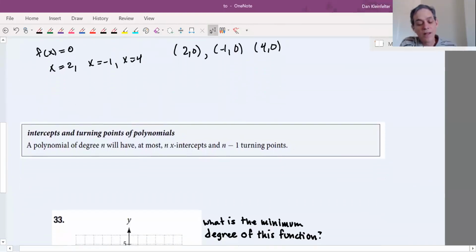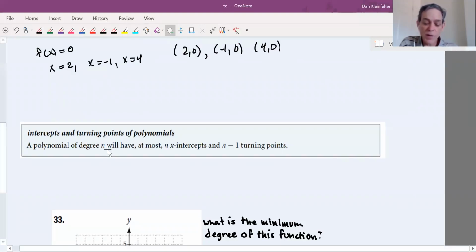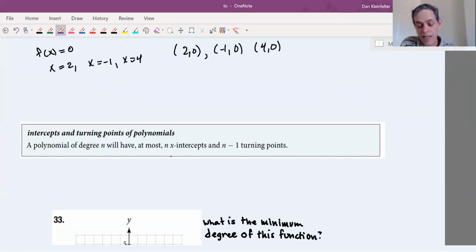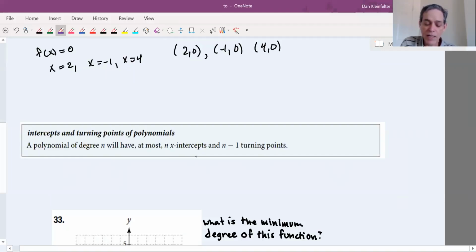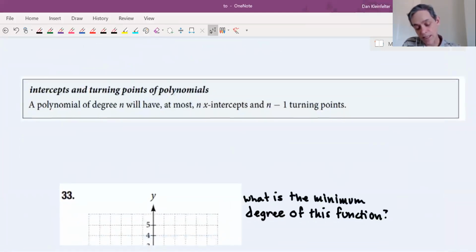Okay. For turning points, the number of turning points and intercepts is related to the degree. If you have a polynomial with degree n, it's going to have at most n x-intercepts. It could have fewer. It'll have at most n x-intercepts and n minus 1 turning points. So for example, let's start off easy at first.